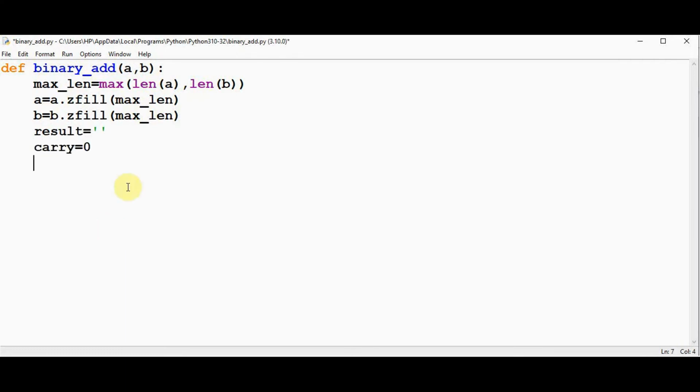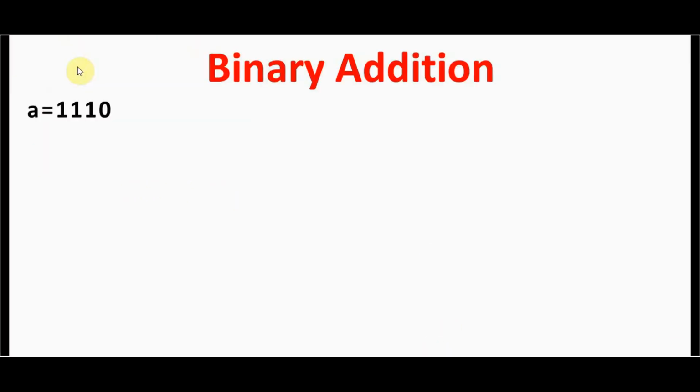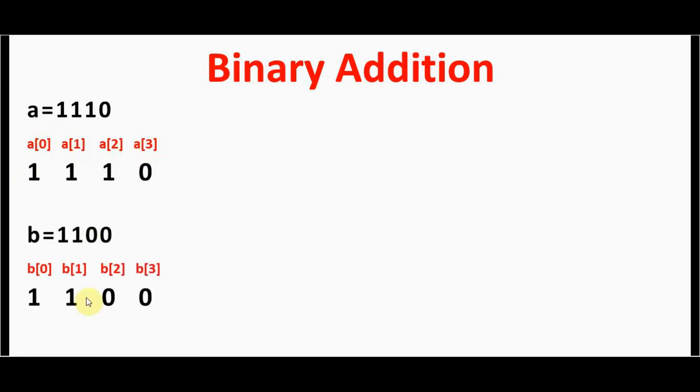Let's start applying the logic. In order to add the two numbers, use the for loop, for i in range. Before going to the for loop, let's see how binary addition takes place. A is 1110. This is passed as a string. When it is passed as a string, the data will be stored in this way: A of 0, A of 1, A of 2 and A of 3. And similarly, another number B, 1100, will be stored from B of 0, B of 1, B of 2 and B of 3.